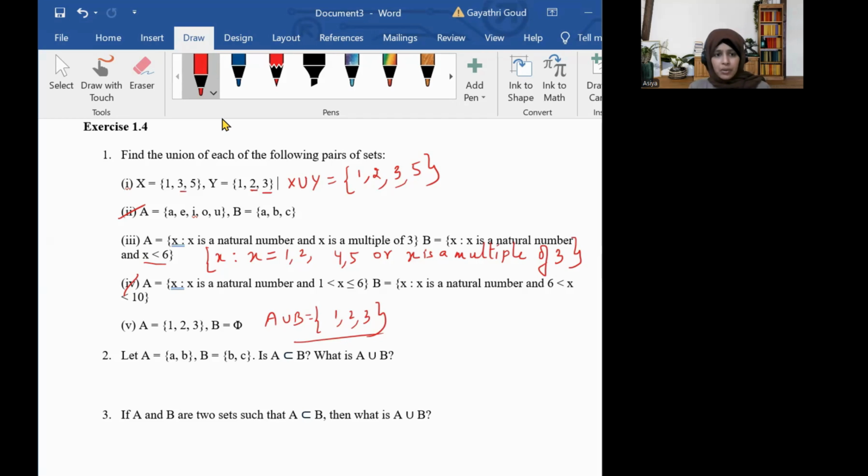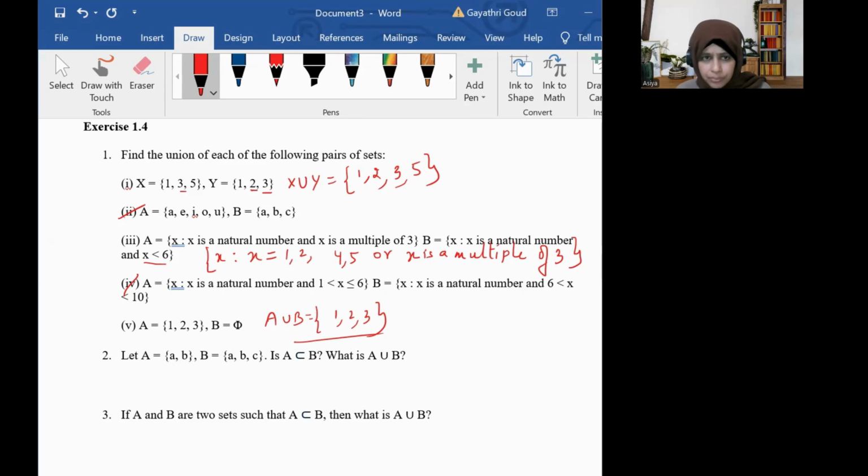Now, second question. Let A be equal to {a, b} and B is equal to {a, b, c}. Now my question here is, is A a subset of B? I think we have missed out on the question. There must be something wrong with the question. Yes, B contains elements a, b, c. I have written this question wrong. Let me correct it for you. Okay, now that's correct.